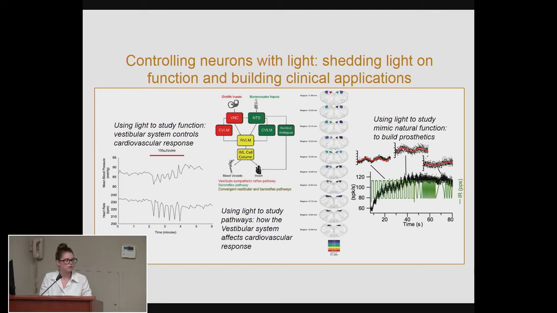So we're looking at this pathway, and we're looking at the neural anatomy of this pathway to see where it is in the brain, in order to investigate and hopefully use this research and this technology to help these patients and possibly develop a prosthetic of the vestibular system in the future.